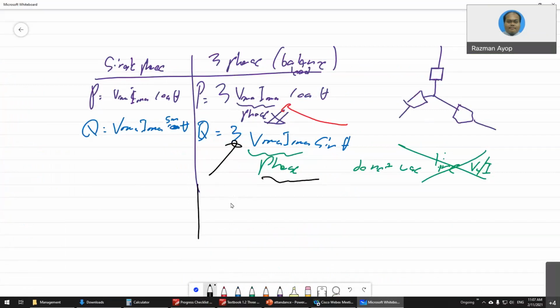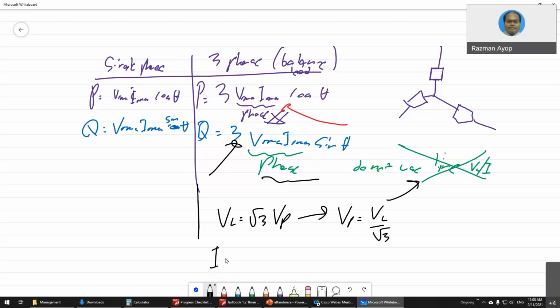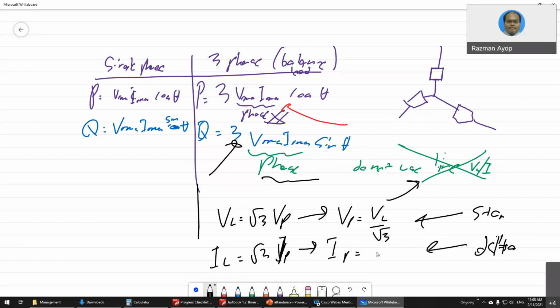How about if you want to use line instead of phase? Remember V_L is equal to square root of 3 V phase. This means that V phase is equal to V_L divided by square root 3. Same here, I_L is equal to square root 3 I phase. This one is for star, and this one is for delta. So I phase is equal to I line divided by square root 3.